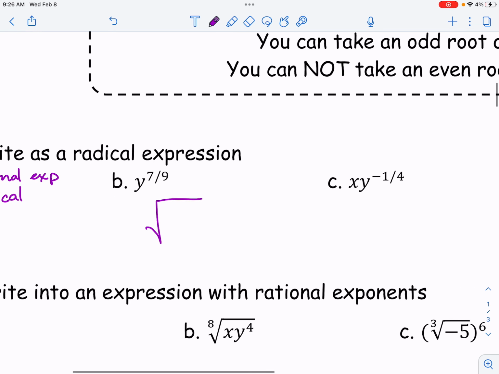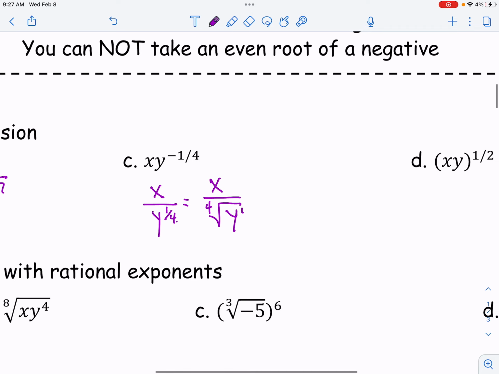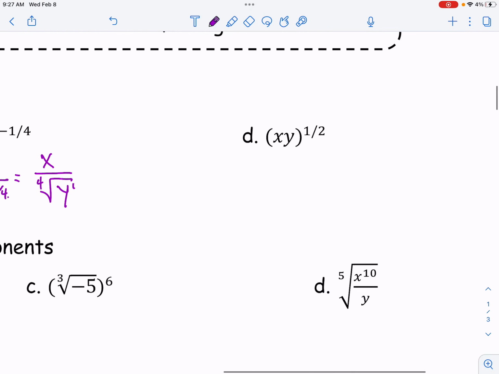So put your radical, y comes under, 9 is your index, 7 is your exponent. This one, I'm going to first change to y to the 1/4 because it's negative. And this would be y, 4th root, exponent 1. The x doesn't move because it doesn't have a negative exponent. This would be the square root of xy.